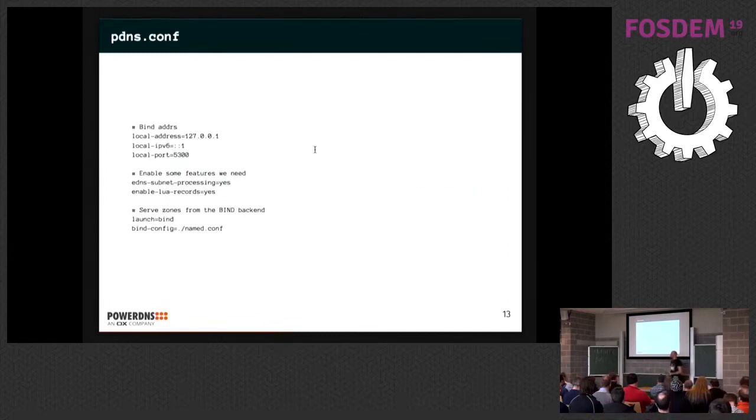So how would you configure this? This is actually a working pdns.conf. You bind to a few ports. You turn on EDNS subnet processing. You enable Lua records. They're disabled by default in 4.2. For one, they're experimental, and two, there are some security concerns, which I'll get to later as well. And in this case, I'm running everything from a BIND backend because writing zone files is easy and it's easy to show you. However, Lua records can live within PowerDNS in any backend because they're just records.